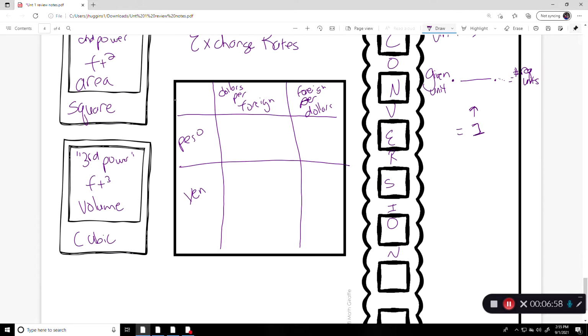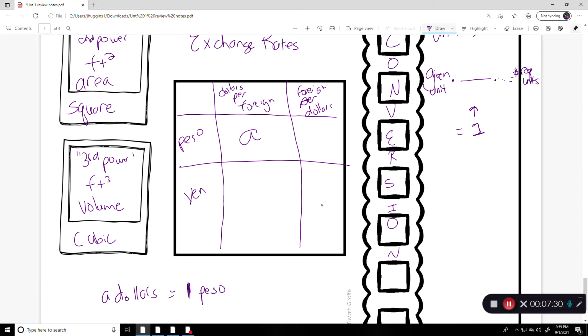I'm going to use A just as a random number. If you have an A here on the pesos line in the column dollars per foreign, what that means is that there are A dollars per 1 peso. So you're going to see a little bit of decimal here. That's how many dollars is 1 peso. And so if you need to change to dollars, this is a great thing to use. I could put A dollars over 1 peso, multiply, pesos would be gone, and I'd have dollars.